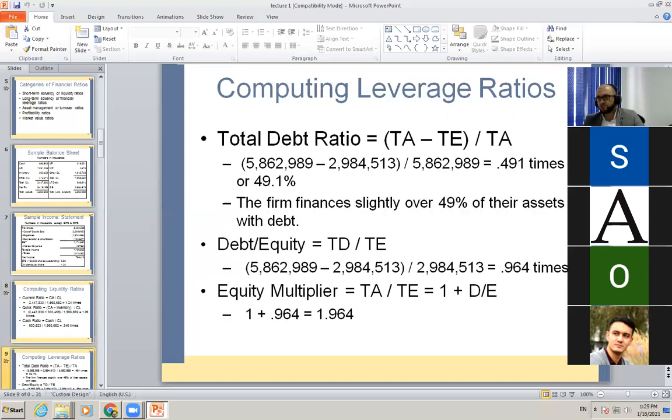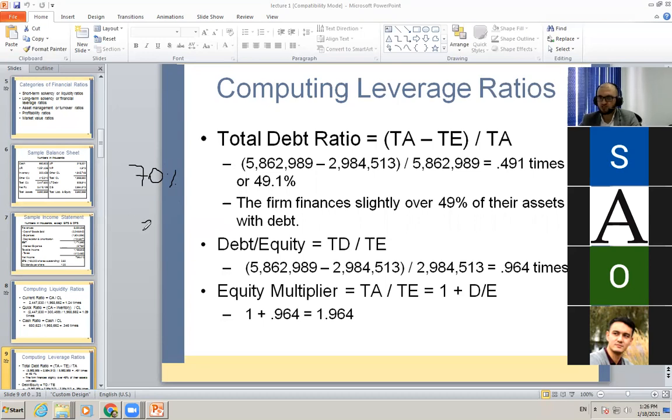We have computing leverage ratios. Leveraging means just borrowing. The leverage ratio shows whether the company borrowed money to finance their assets or not. Let me ask you in this way. If a company has leverage of 70%, it means their total assets are 100%, financed 70% by debt and only 30% by equity.